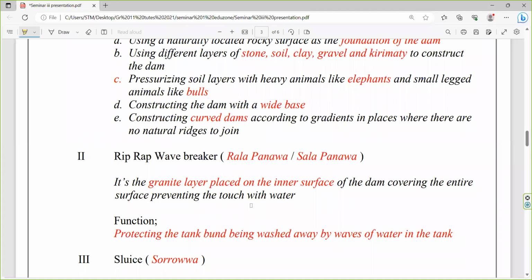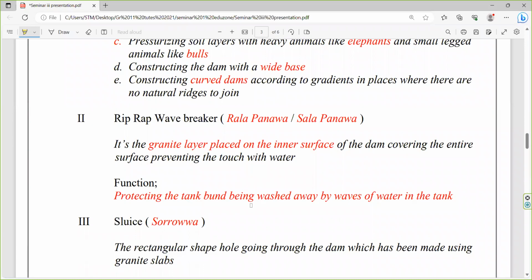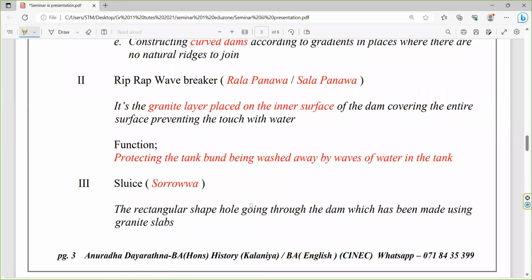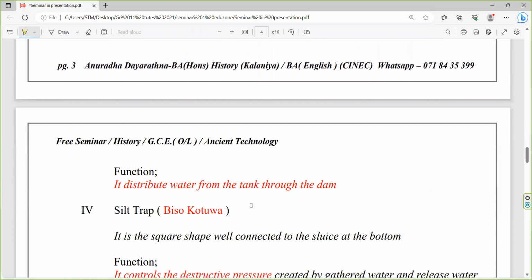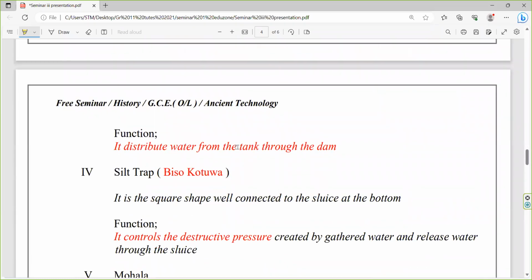And the sluice, Sorovar. It is a rectangular shaped hall going through the dam, made using granite slabs. And I told you that there are two sluices, mud sluice and upper sluice. So the function is that it distributes water from the tank through the dam.